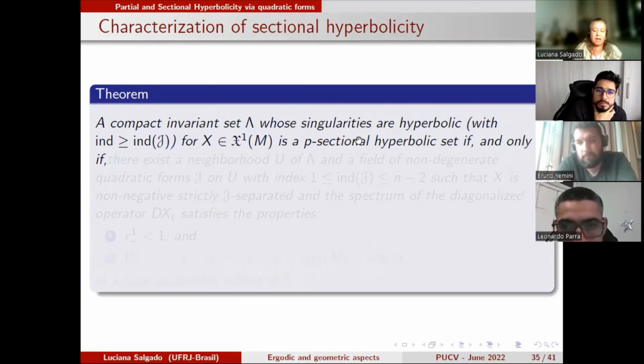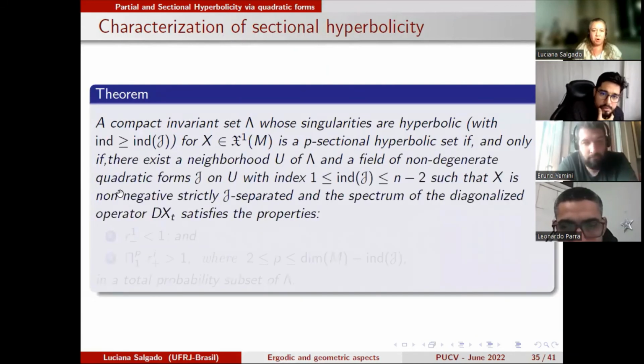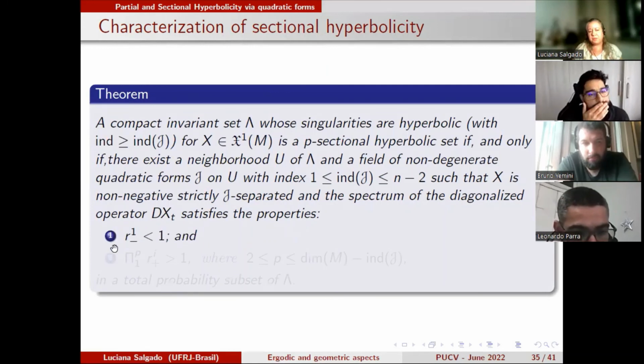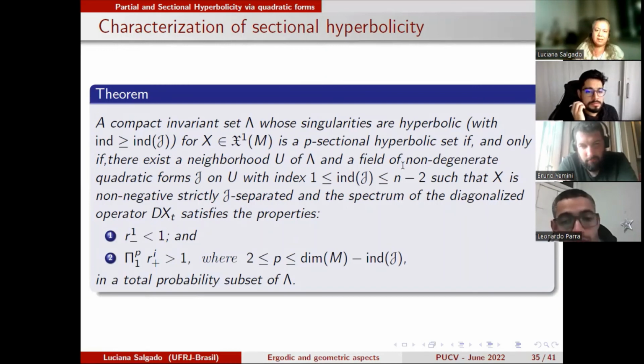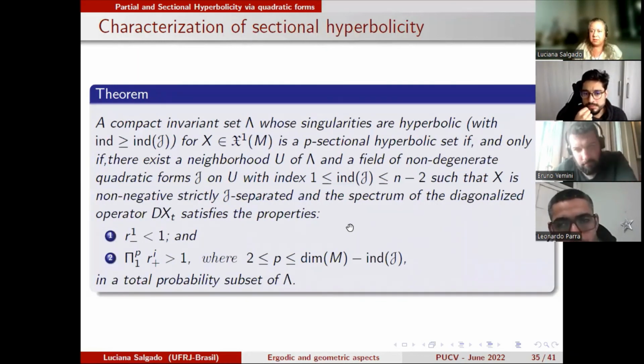And I have a characterization of sectional hyperbolicity by using the quadratic forms, okay, with the singular values of the quadratic forms here, the operator, the cocycle, the derivative cocycle, okay, in a total probability set. So this is a geometric and ergodic characterization of sectional hyperbolicity. This is the motivation of the title of my talk, okay?